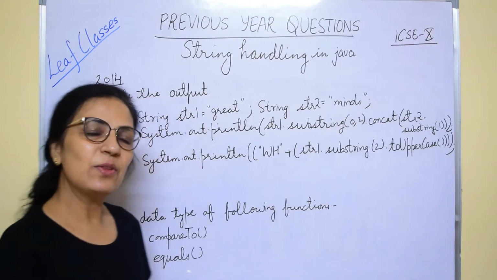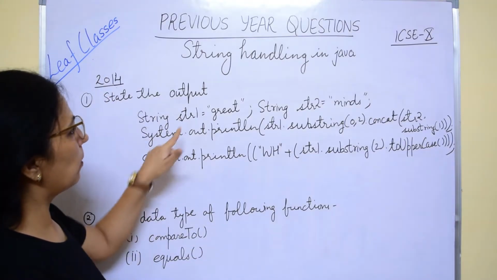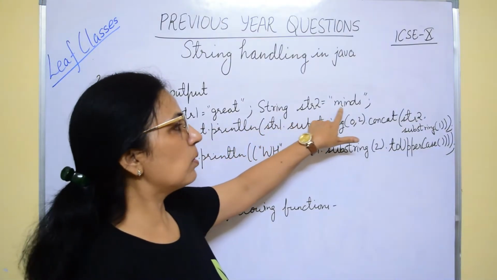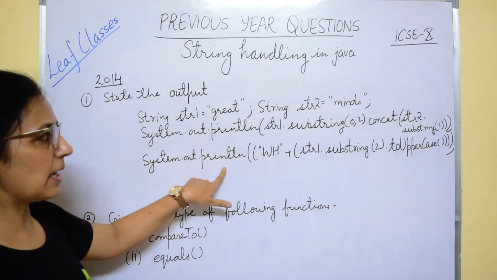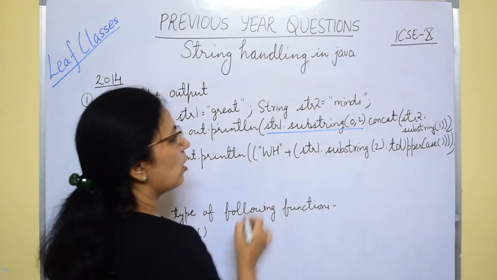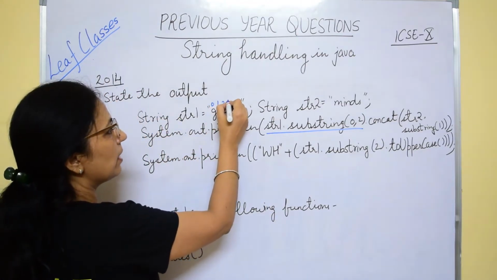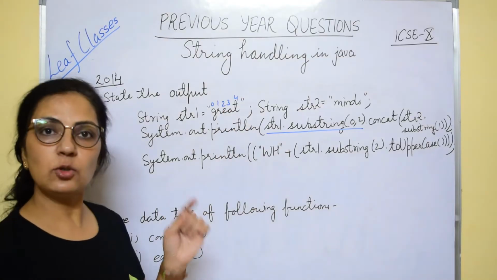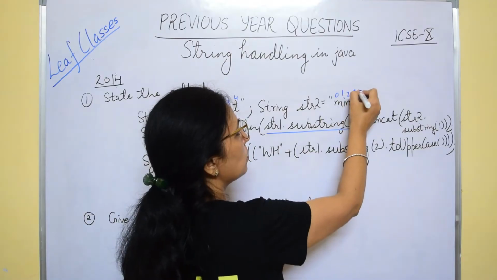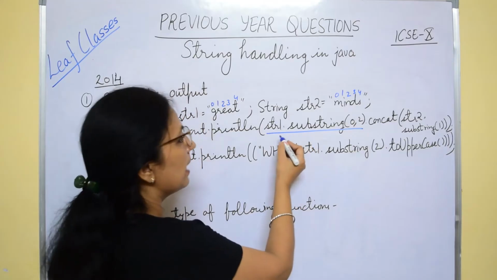Okay. Now the questions from year 2014. First is give the output. String str1 equals to great, str2 equals to minds. Now two print statements are there. Let us solve this. First is str1 dot substring 0, 2. Always whenever the string values are given, it is better to put the index number in the beginning itself. So 0, 1, 2, 3, 4. After writing the index number, let us solve this.